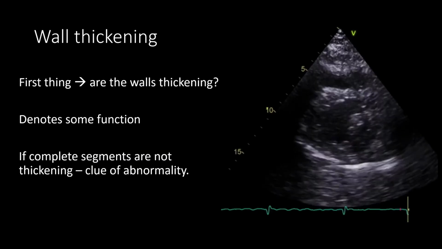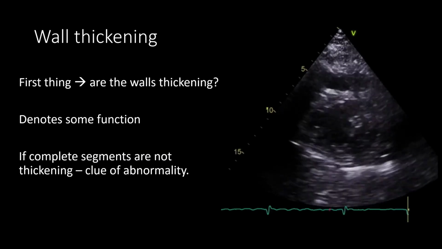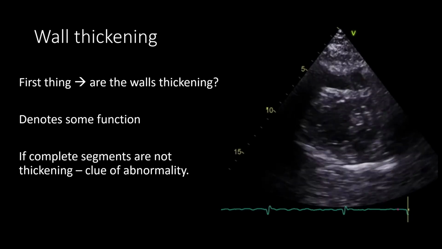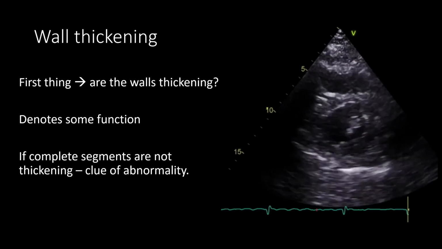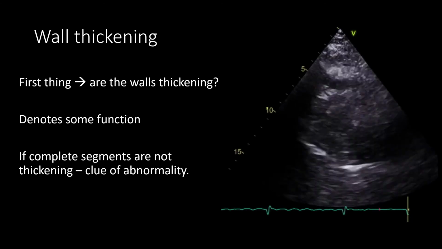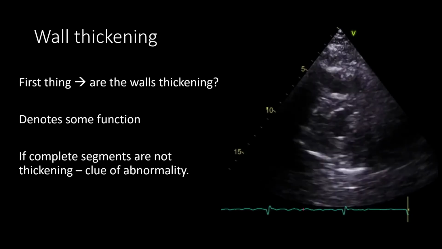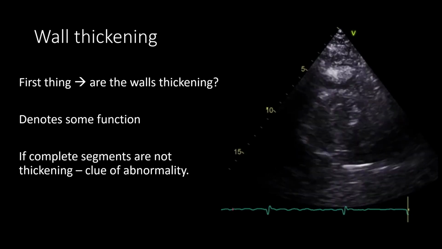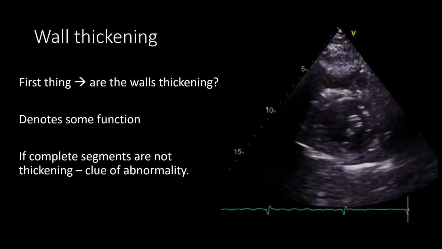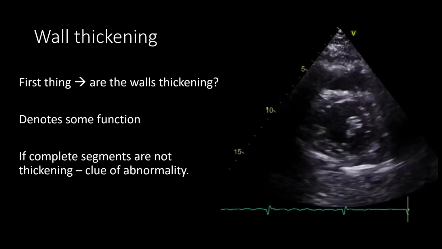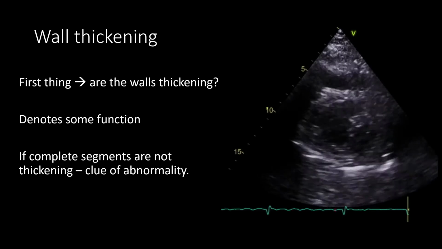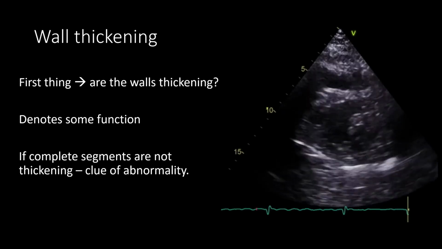Thankfully, we have some basic tricks to get a general idea of whether or not all the function is normal. The first trick is wall thickening. You need good endocardial definition to do this, which is not always possible. With heart contraction, the walls will thicken. Normally, all the walls thicken equally and synchronously. If all the walls are thickening well, this decreases the likelihood of a major LVEF depression. If complete segments are not thickening well or at all, this should clue you in that the LVEF may not be normal.